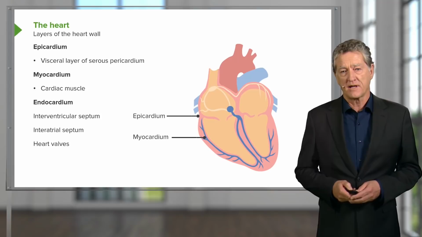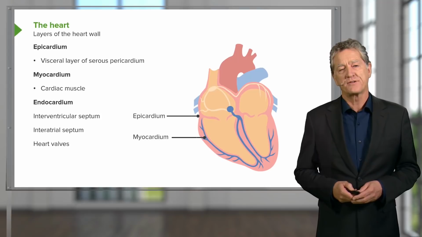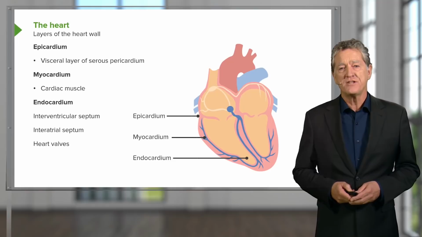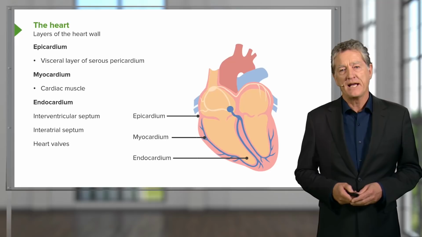The thickest layer is the myocardium. The myocardium is really full of cardiac muscle. That's the work part of the heart wall. That's the part of the heart wall that does the contracting or the pumping, the myocardium. And then internally, the endocardium lines the entire inner surface of the heart. It lines the heart valves as well, and the septum between the atria and also both ventricles, called the interatrial and interventricular septums.